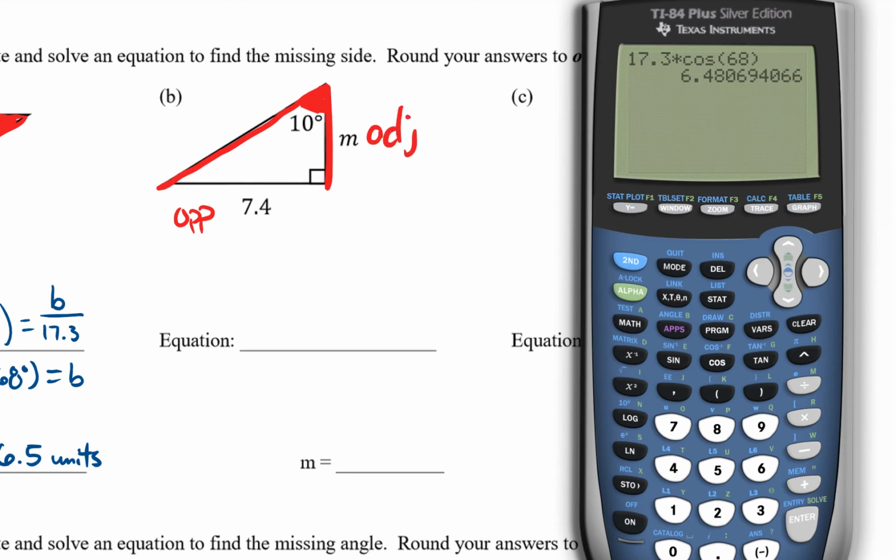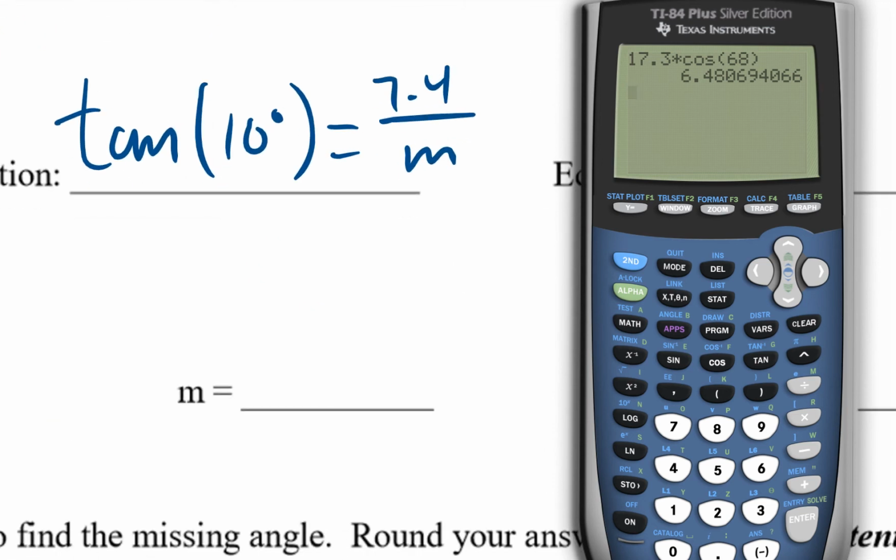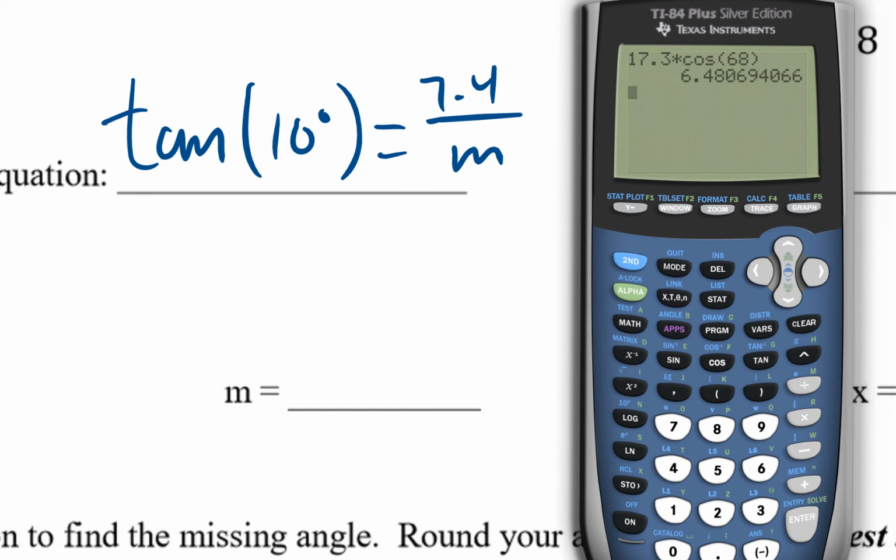So the trig ratio that deals with opposite and adjacent is the tangent ratio. So we'll go ahead and write that down. The tangent of this tiny little 10-degree angle is equal to the opposite side, which is 7.4, divided by m. So I've got my variable in the denominator, and there's an opportunity for errors to be made here when this happens. So a lot of times we might end up just getting the reciprocal of our variable, but we want to know what m is. So I'm going to multiply both sides by m.